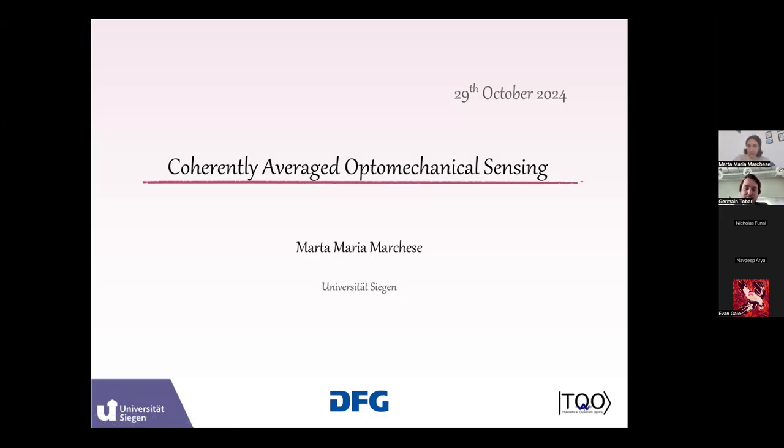So today we've got Marta Marie Marchese from the University of Siegen. She's currently a postdoctoral researcher in the group of Stefan and Richter, working on the interface of optomechanical systems and gravity, and what can be sensed with optomechanical systems, either features of quantum gravity or other tests of fundamental physics. And so today she's talking about coherently average optomechanical sensing. So when you're ready, Marta.